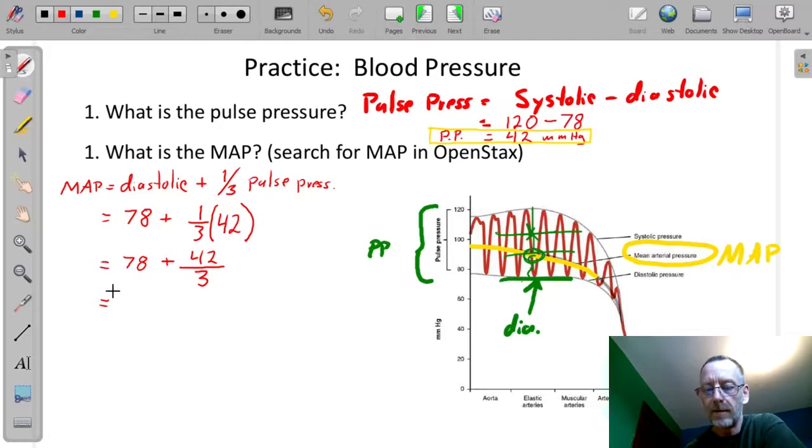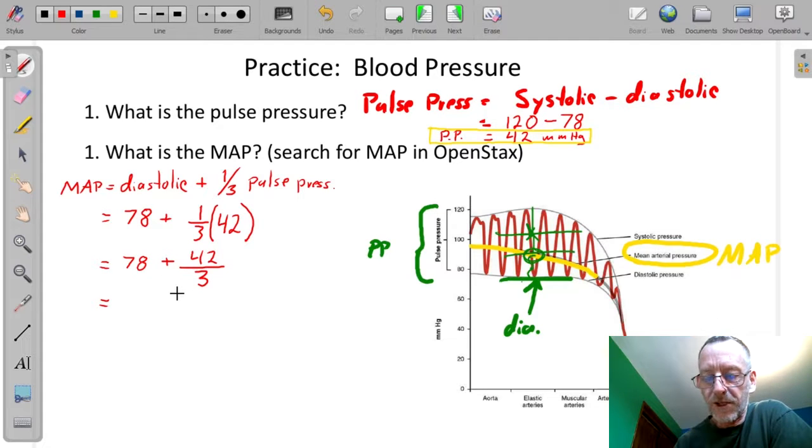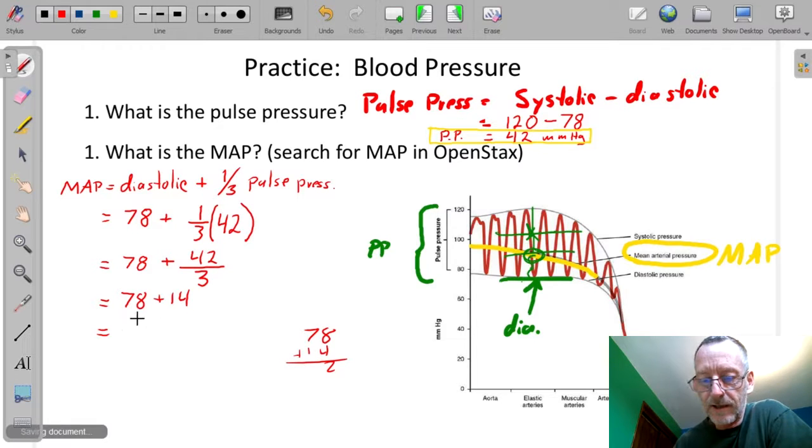Okay. 14. If I knew my 14 multiplication facts, I'd probably have seen that. So it's 78 plus 14. So that gives us what? 78 plus 14, 92.